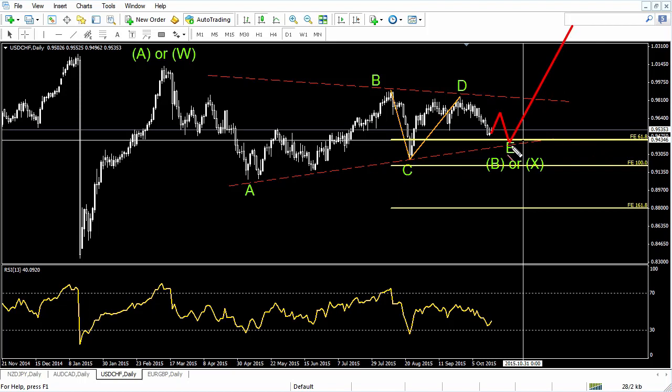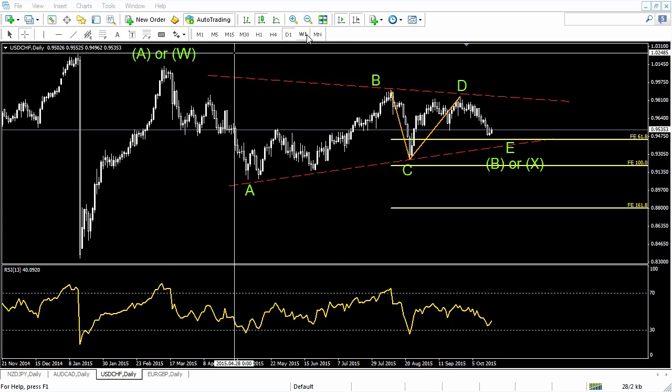And I know that wave E needs to be smaller than wave D, so I can use the ending point of wave C, which is at the same time the starting point of wave D, as my invalidation point. Here is one little bit interesting part I want you to see.